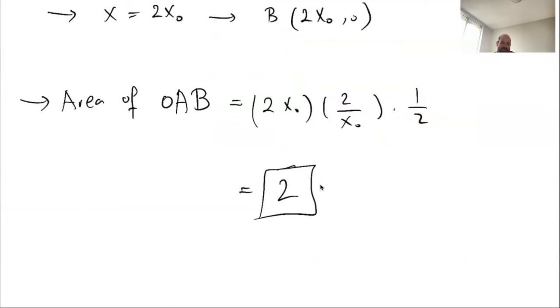So this area of the triangle formed by the tangent line is 2, regardless of the point of tangency. Because, as you can see, x0 cancels out with x0. So whether you write the equation of the tangent line at x0 equals 1, or x0 equals 2, or x0 equals 3, it doesn't matter, because this x0 cancels out with this x0. The area of the triangle will be 2 in any case.